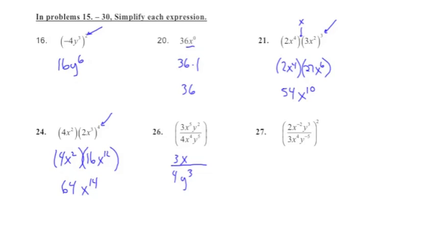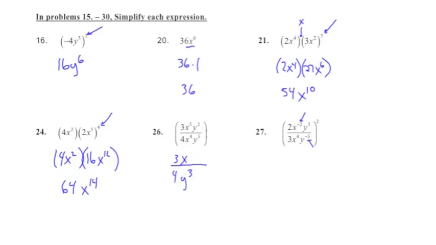Okay, question 27. I'm asked to deal with some negative exponents here. So what we typically do, and there are different ways to do this, but what I like to do is deal with the negative exponents first and reorganize things to get rid of the negative exponents. So I have 2 negative exponents. Here's one on that x, that's a negative to the second power, and then here's one on that y.